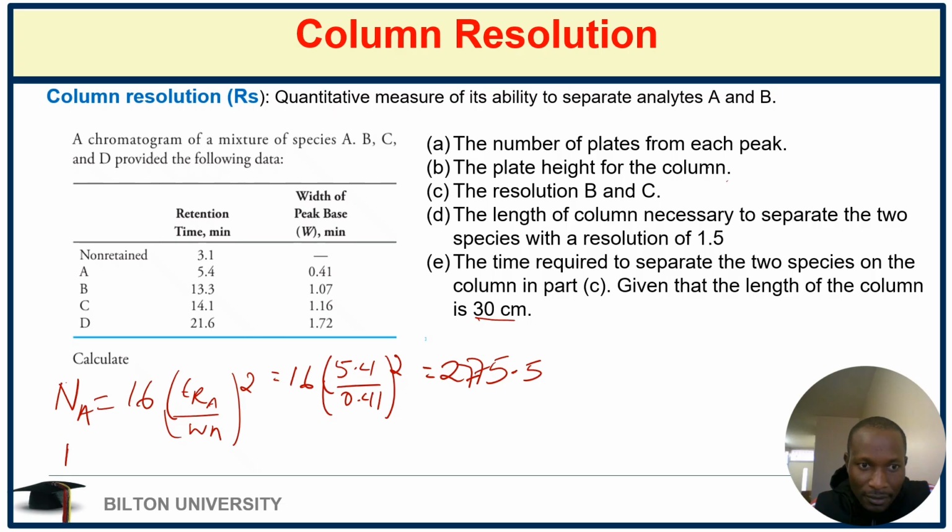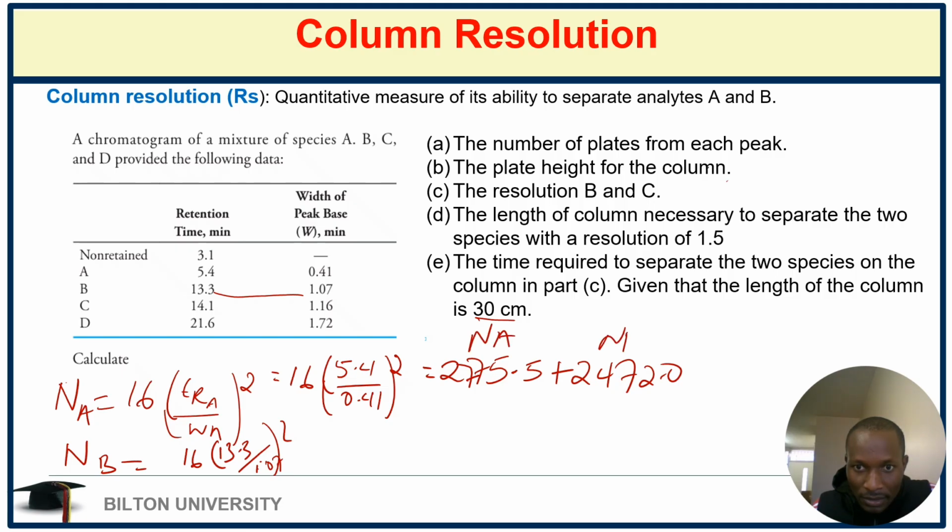And if we are to calculate for NB, we are still going to do the same. So it will be 16 into the retention time for B, which is 13.3, divided by the corresponding peak width, which is 1.07, and everything gets squared. So we only replace here, and it's going to give us 247.0. So this is for NA and this is for NB.